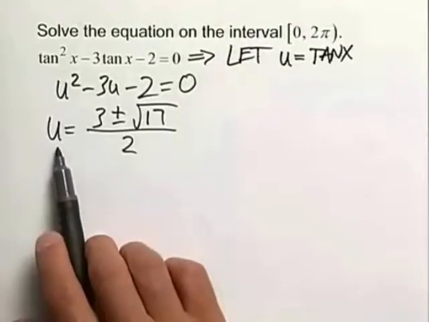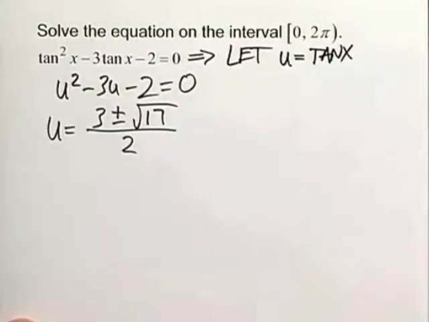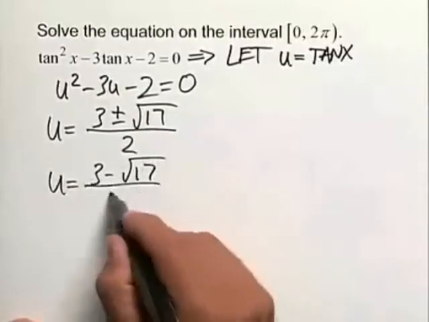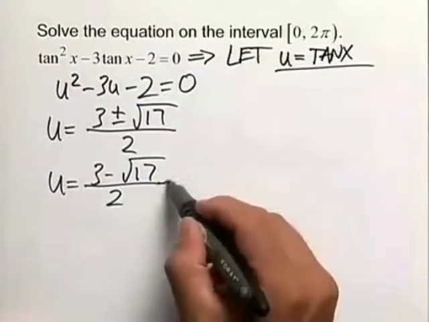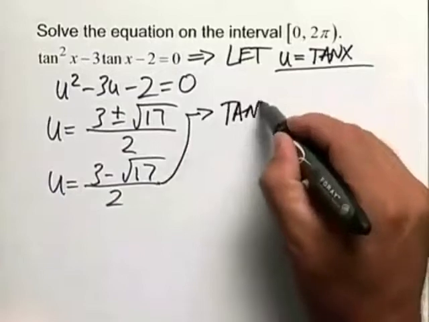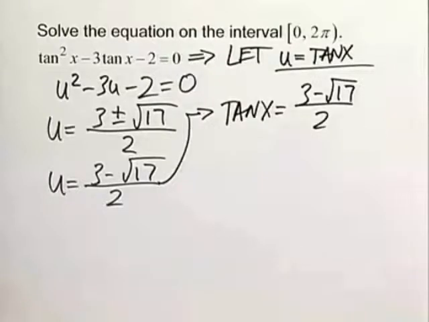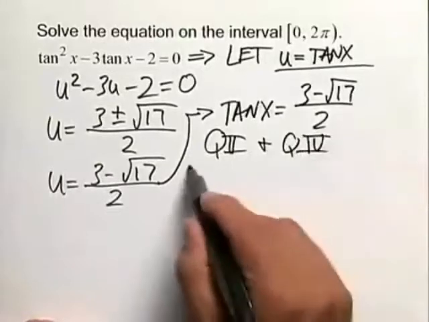Now let's consider the negative case. Remember, we use the quadratic formula to come up with u equals 3 plus or minus the square root of 17 all over 2. I want to focus our attention on the negative case, which is 3 minus the square root of 17 all over 2. Remember what u was. We let u equal the tangent of x, so we actually have the trig equation that the tangent of x now is equal to 3 minus the square root of 17 all over 2, and this value is negative. Anytime the tangent value is negative, we know our solutions exist in quadrants 2 and also in quadrant 4. And we've got to focus our attention on that.